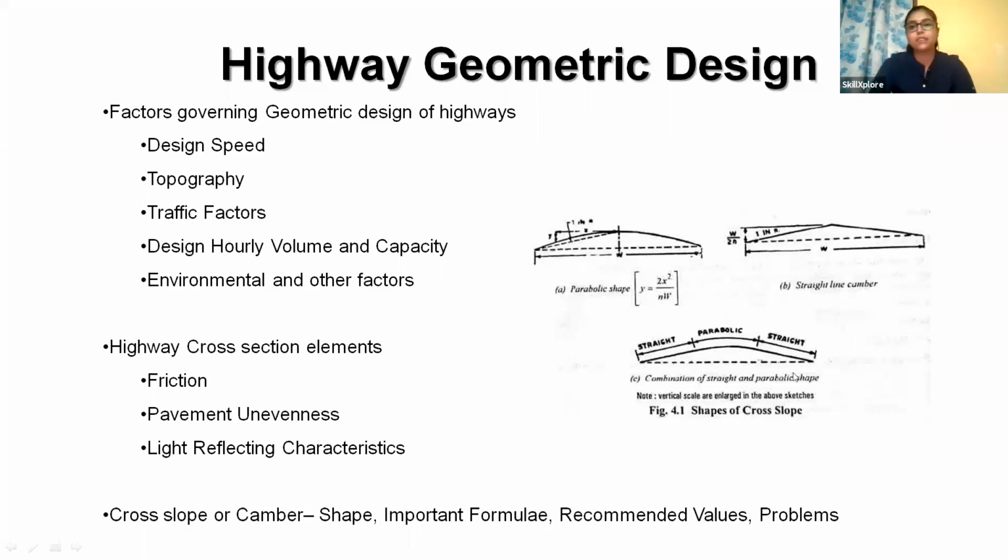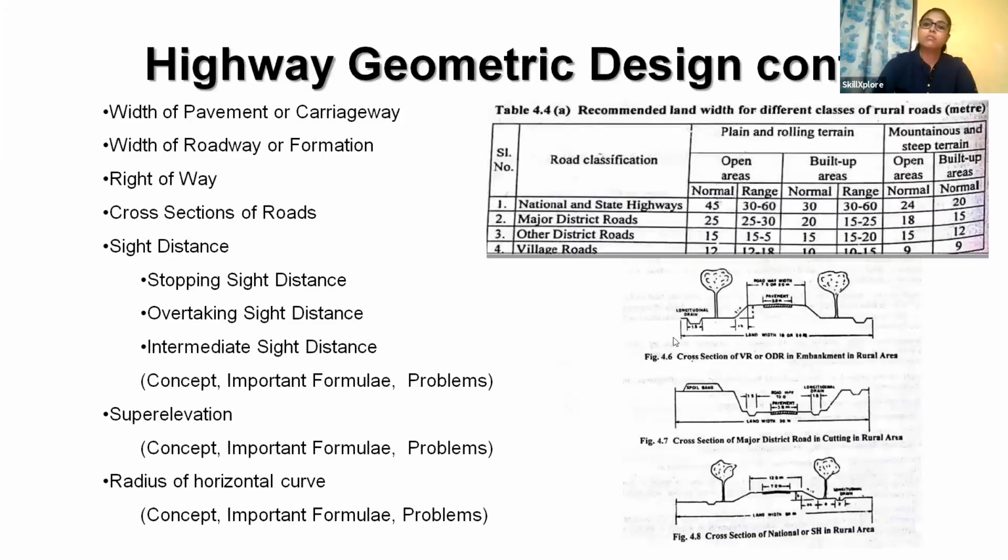is highway geometric design. The next portion is the width of the pavement or carriageway. Width of the pavement means, as we have already mentioned, the width of the pavement may be like the width of the carriageway alone, then the width of the roadway or the formation completely, and then right of way. All these things we have to study in detail.